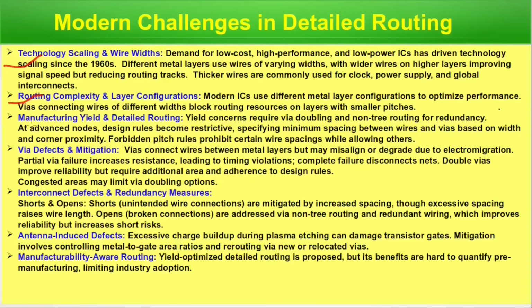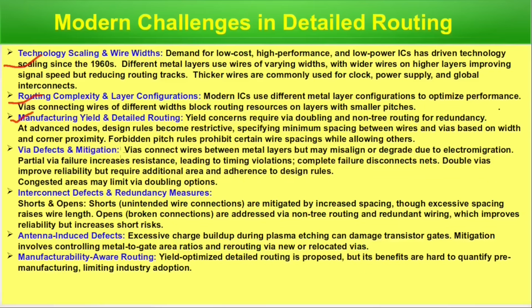Now, manufacturing yield and detailed routing. Yield concerns require via doubling and non-tree routing for redundancy. At advanced nodes, design rules become restrictive, specifying minimum spacing between wires and vias based on width and corner proximity. Forbidden pitch rules prohibit certain wire spacing while allowing others. So the conditions become more stringent.